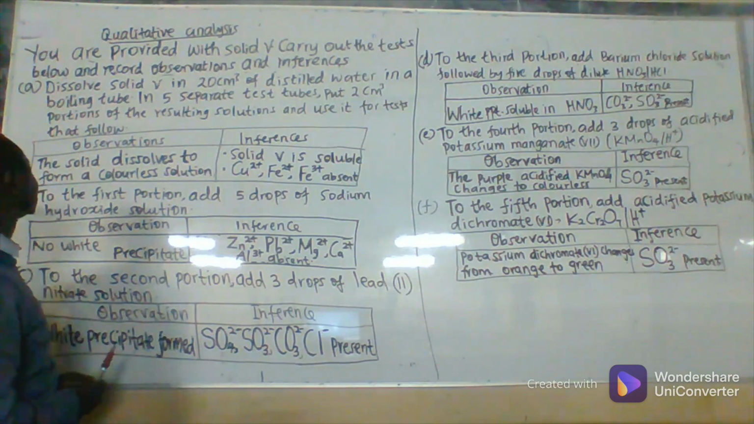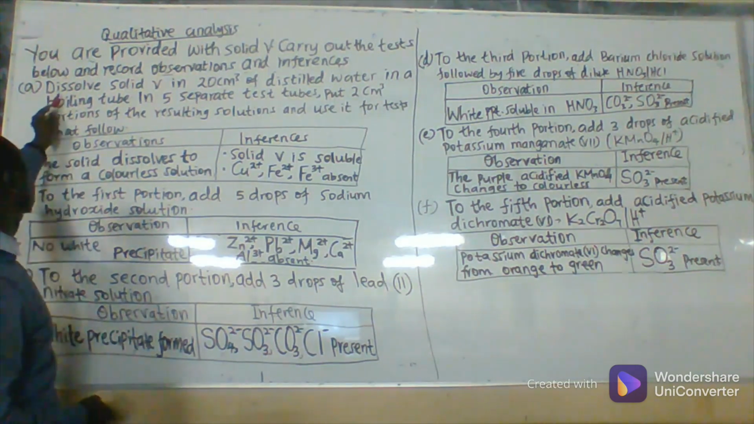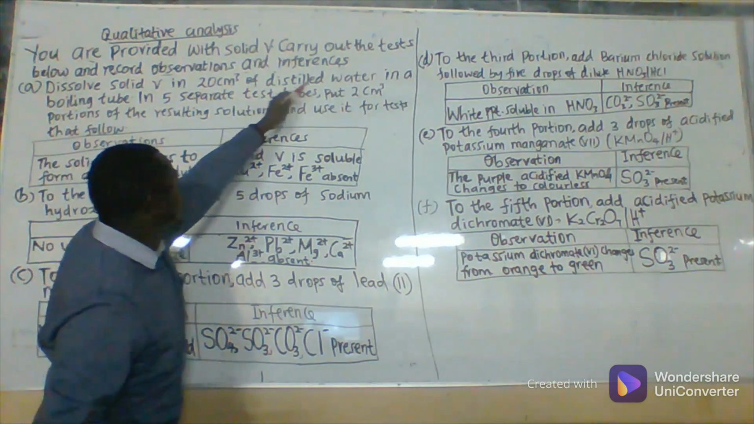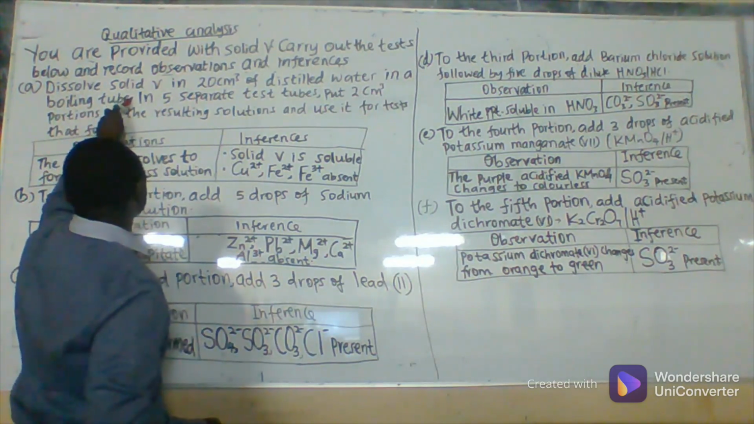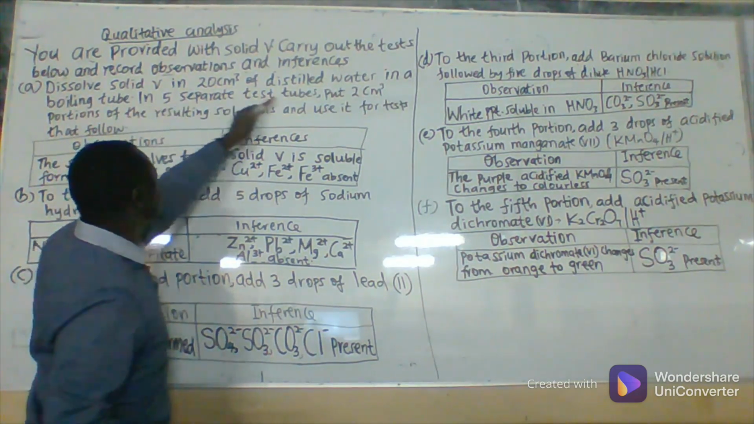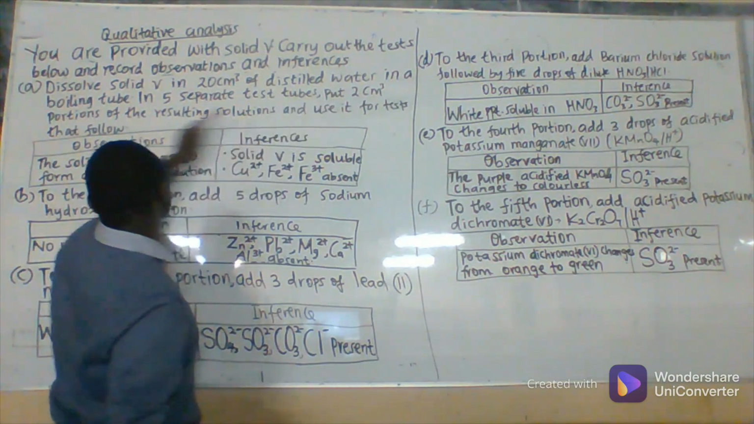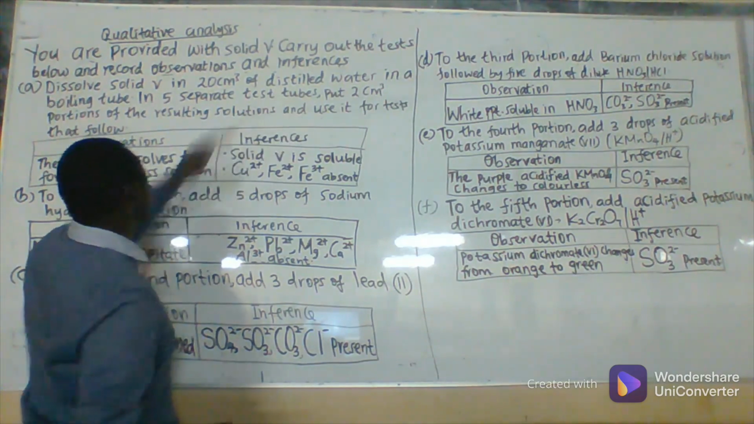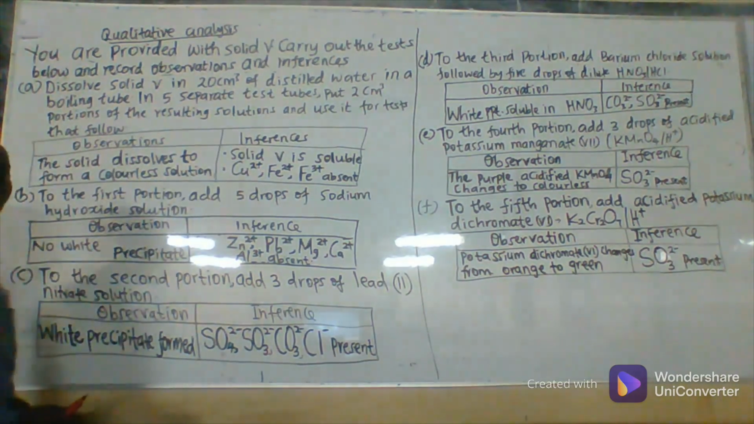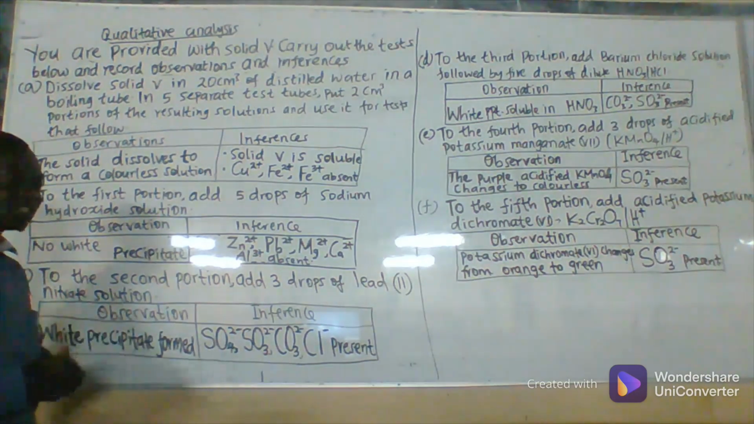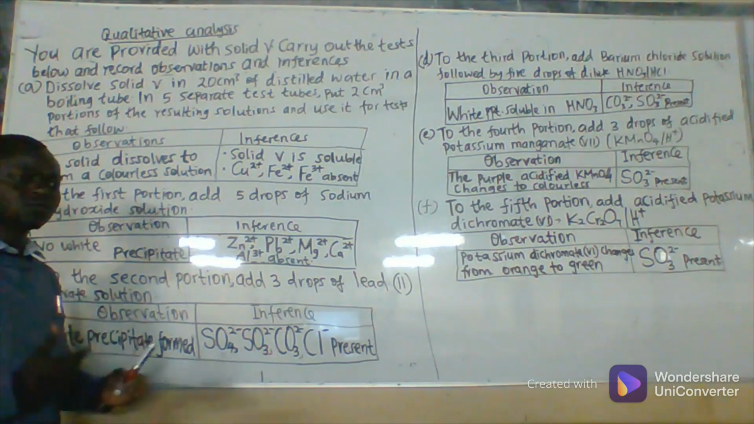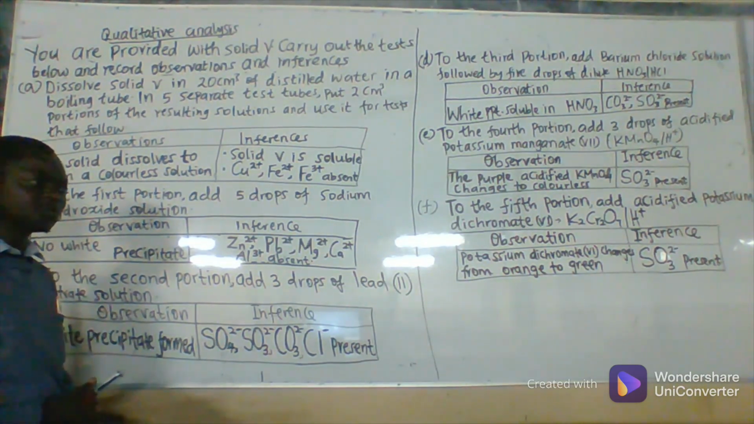So the first thing that you were told was to dissolve solid V in 20 cubic centimeters of distilled water in a boiling tube. Then in 5 separate test tubes, put 2 cubic centimeter portions of the resulting solution and use it for tests that follow. Whenever you are told to add water to a solid, majorly the examiner wants you to test the solubility of that solid. So you should find out in your observation whether the solid dissolves or not.